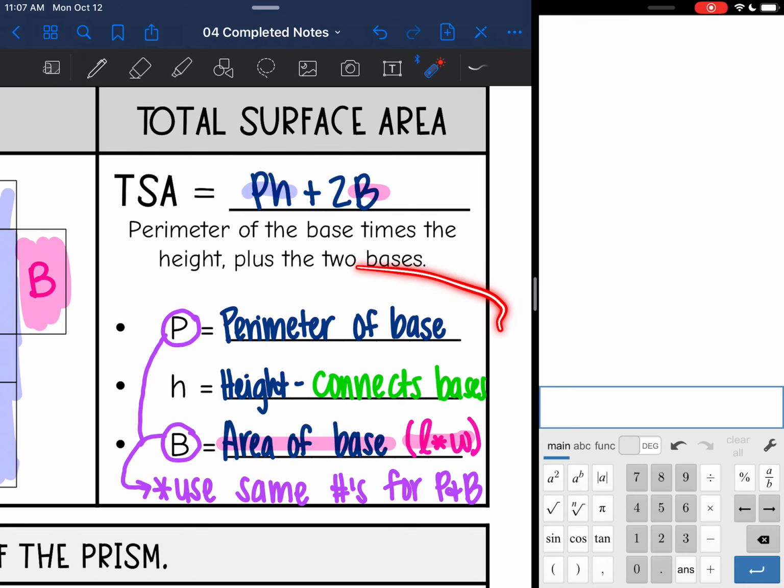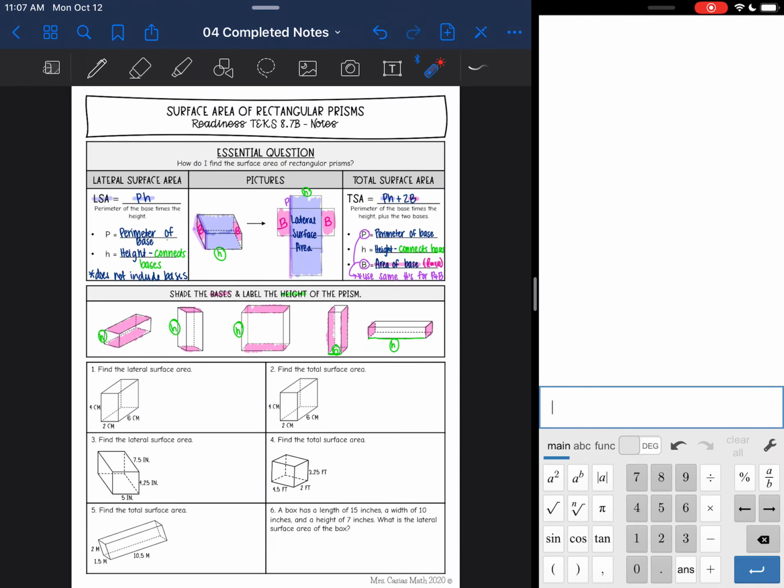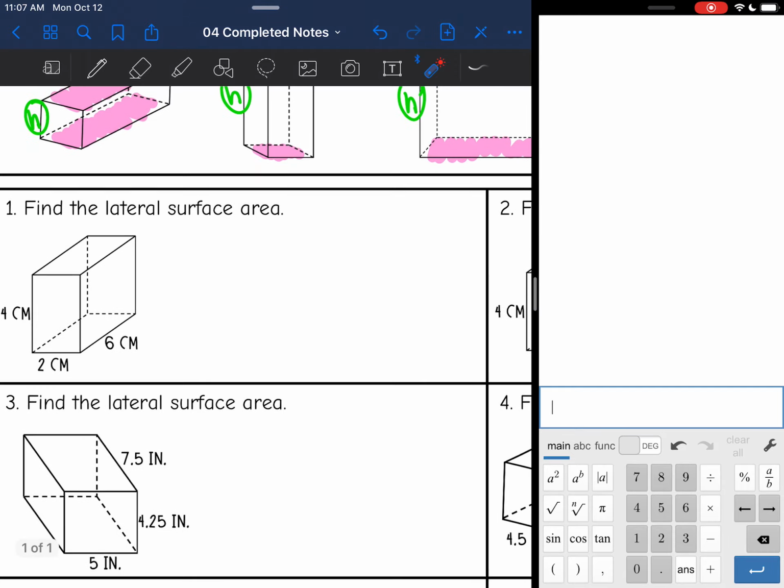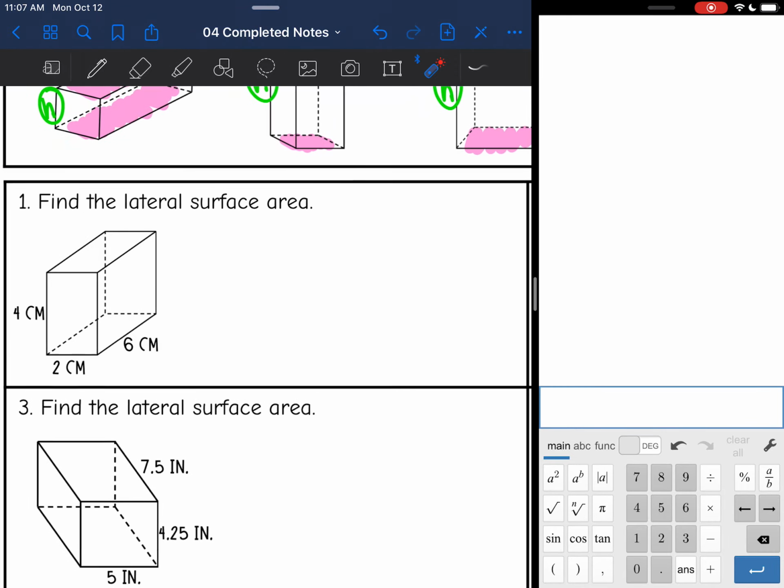Okay, so here are the three things that we will need for surface area of rectangular prisms: perimeter of the base, height, and area of the base. So let's go ahead and practice finding surface area of rectangular prisms. So here's my first one.